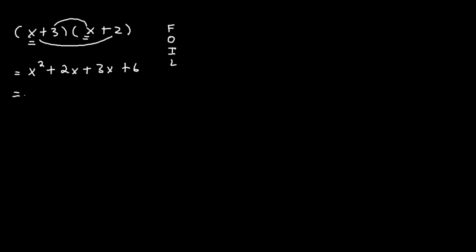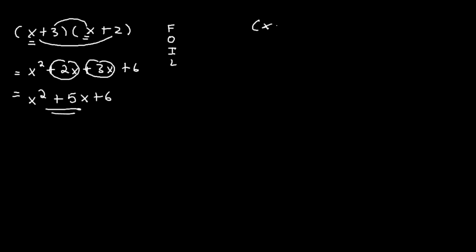Let's go ahead and look for like terms. Positive 2x and positive 3x are like terms. So let's add: 2 plus 3 is 5, and we will keep the same variable. This is our final answer.